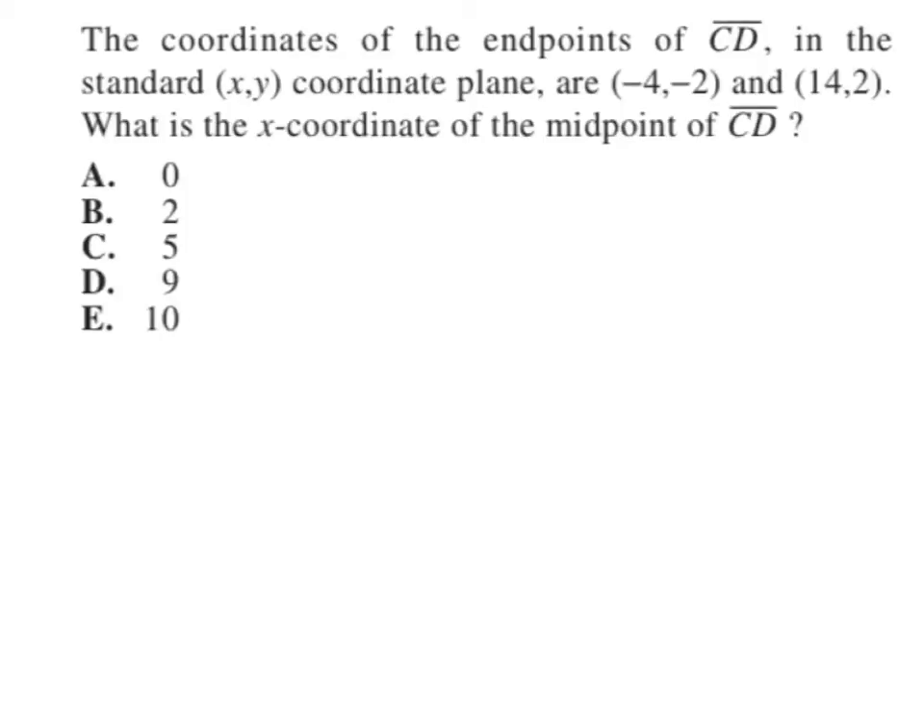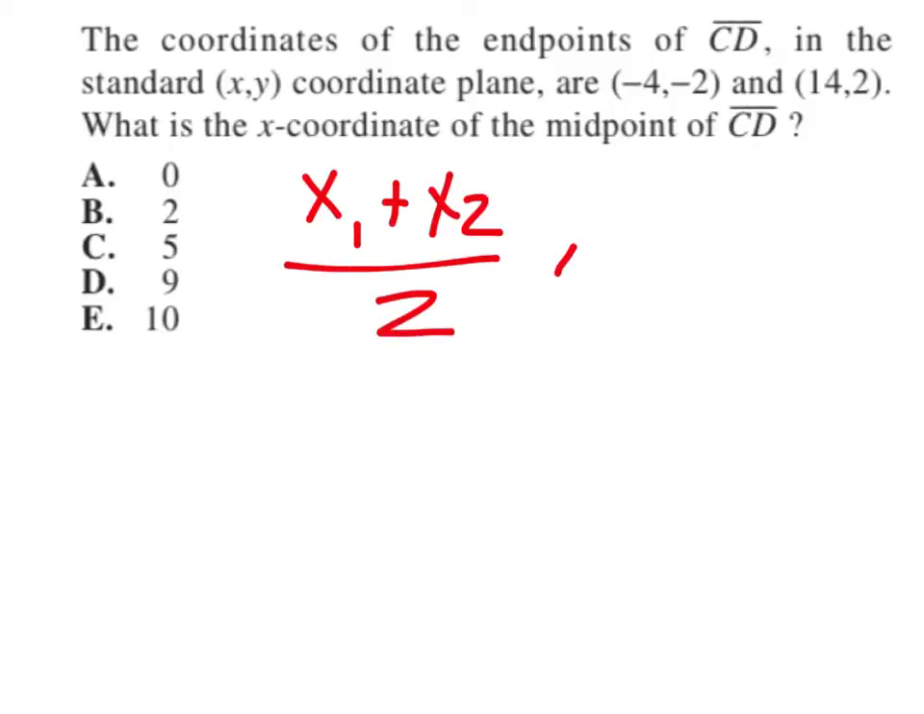The coordinates of the endpoints of segment CD in the standard coordinate plane are negative 4, negative 2, and 14 and 2. What is the x coordinate of the midpoint of segment CD? If you remember the formula for the midpoint, it's this. When you have two points, it is x1 plus x2 divided by 2, and then the other one for the y is y1 plus y2 over 2.